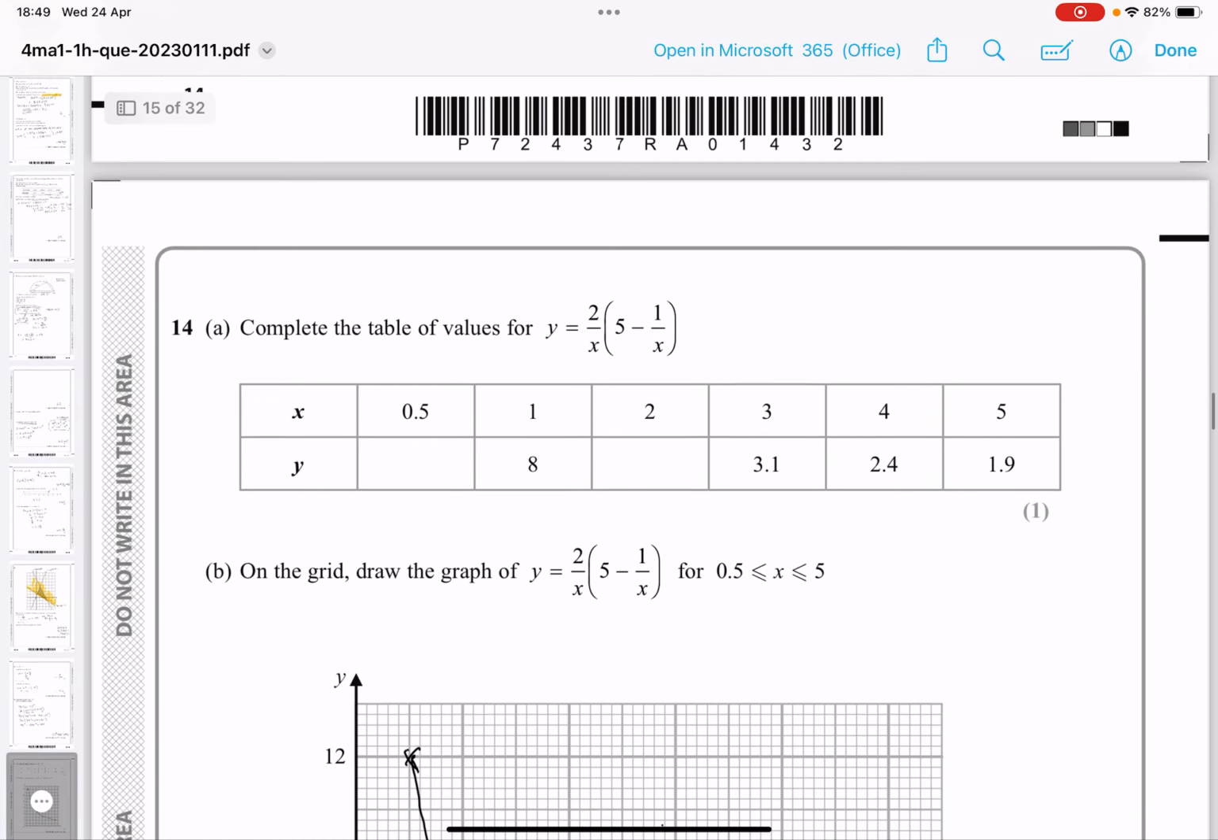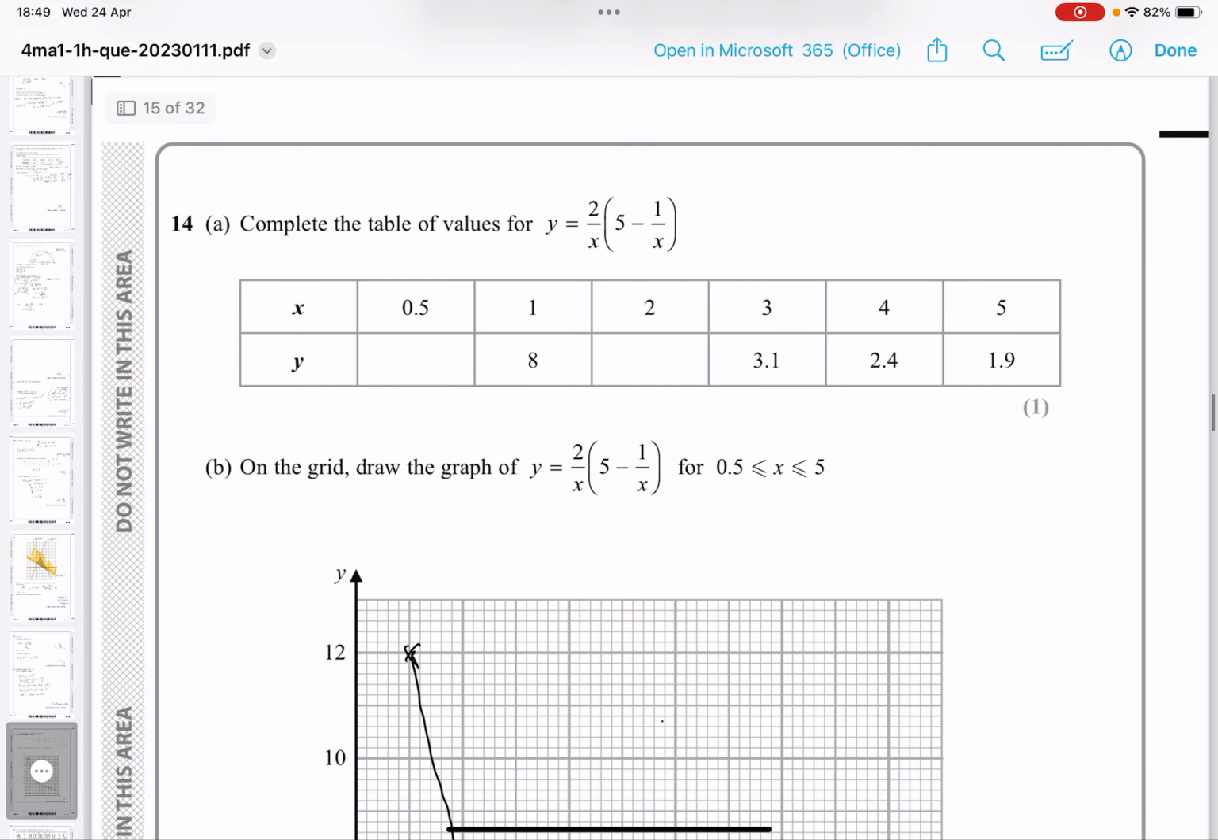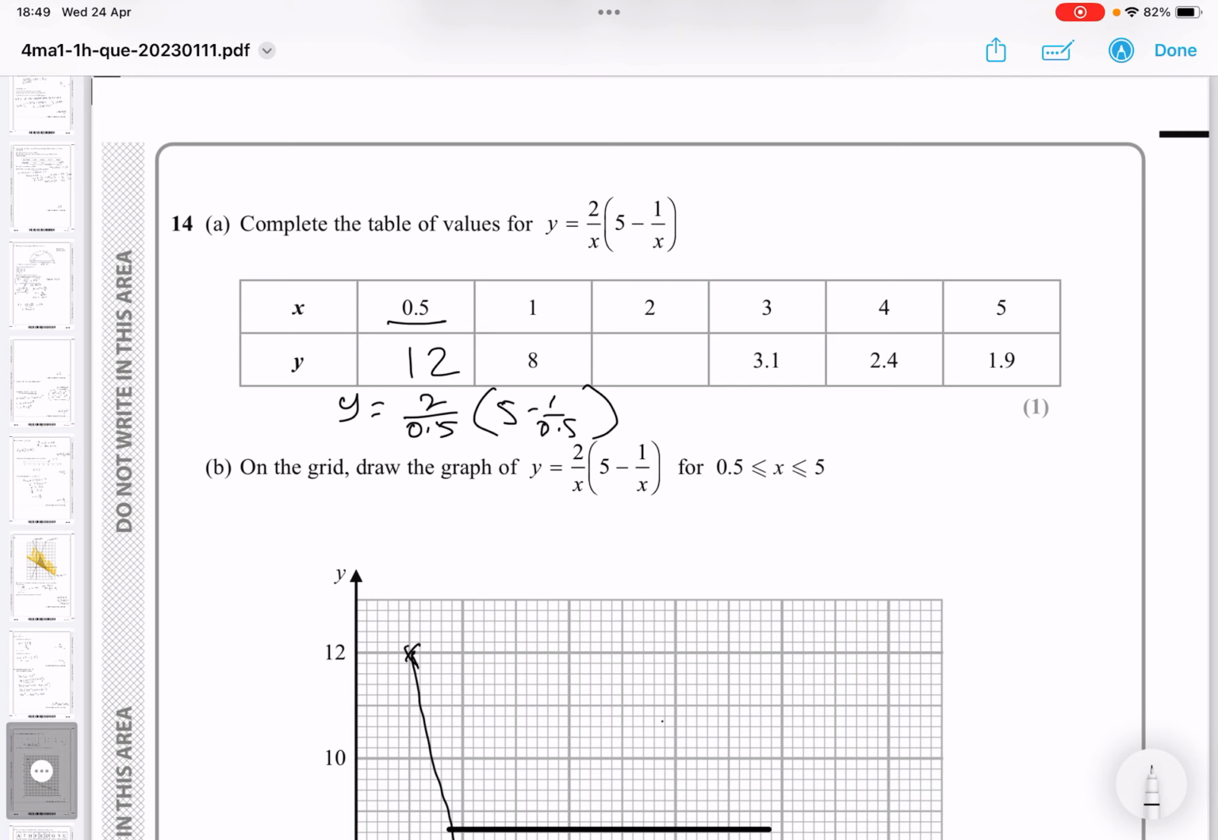Awesome. Complete the table for y equals 2 over x in brackets 5 minus 1 over x. Okay, so this is really easy. All you need to do is just get x and substitute it in here. Okay, so you get y equals 2 over 0.5 multiplied by 5 minus 1 over 0.5. You just plug that into your calculator and whatever you get would be the y value. Okay, so you just substitute these x values and find what y is. So this will give you an answer of 12 and that will give you an answer of 4.5.